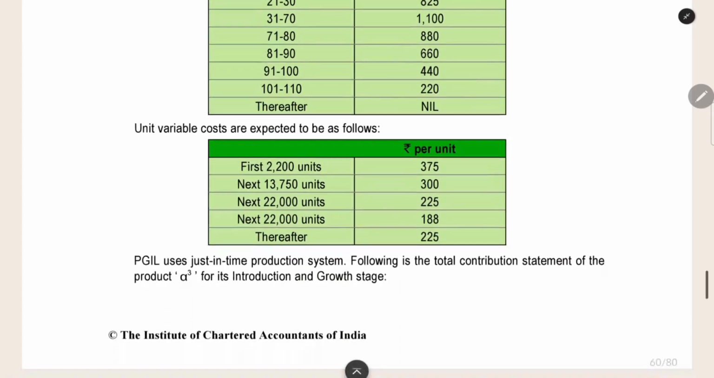Now they are also telling the variable cost. Variable cost is also as per the interval only. First 2,200 units, the cost will be 375. Next 13,750 units. First they sold 2,200 and then next 13,750. So totally how much they sold? Totally till now they have sold 15,950 units. For first 2,200, the variable cost is 375. For the next 13,750 units, the cost is 300. Like this, they have given the cost for every interval.